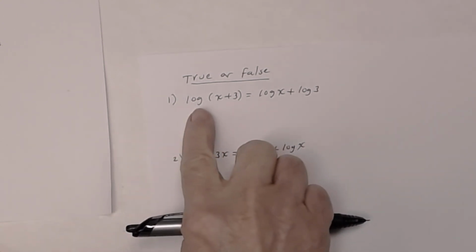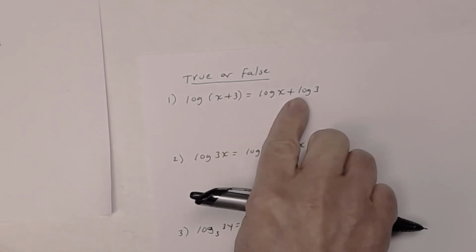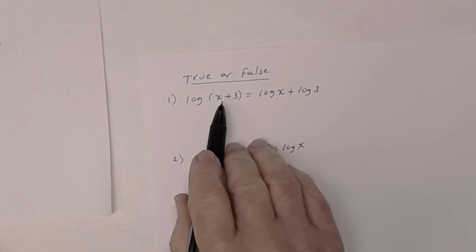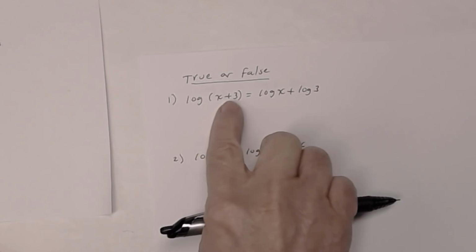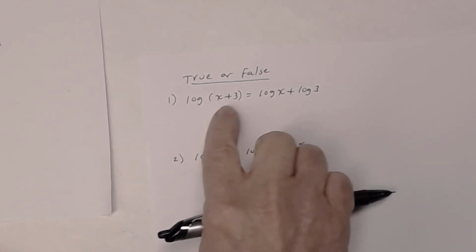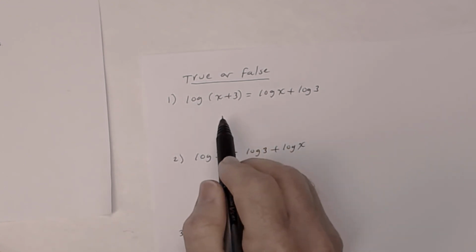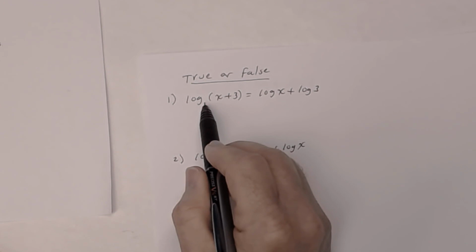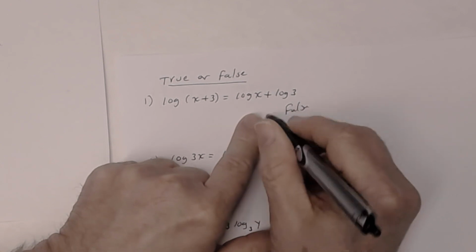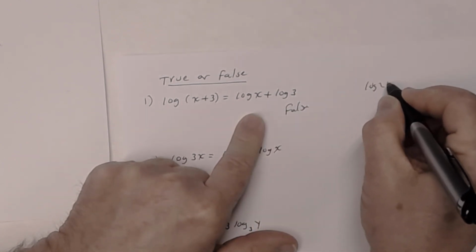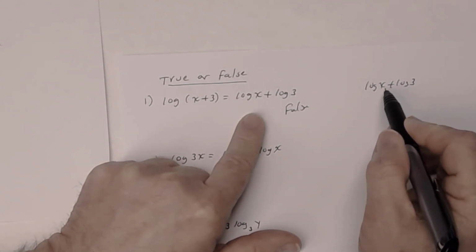So true or false, is the log of x plus 3 the same as the log of x plus the log of 3? What's happening here is that the person who thinks this is equal to this is using the distributive property with logarithms. They're saying that this is the log of x plus the log of 3. That's not true. Remember, this does not mean multiplication. So this is false. In fact, if you look at the log of x plus the log of 3, I can use the product rule, right?